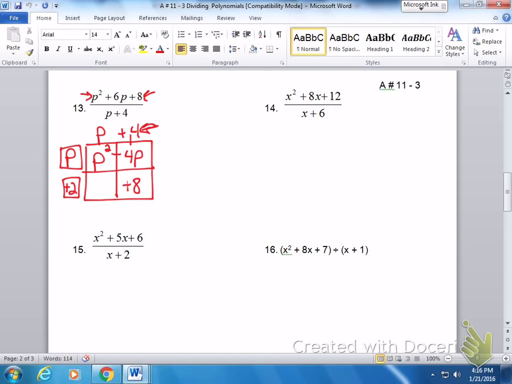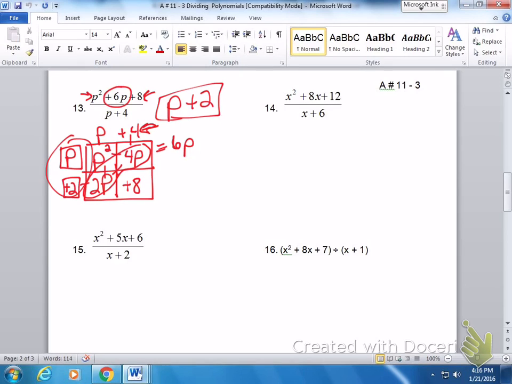Now I'm going to go ahead and distribute that. P times 2 is 2p. Now I'm going to check. If these two add up to my middle term, it's right. 2p plus 4p is 6p. So our answer is this, p plus 2.